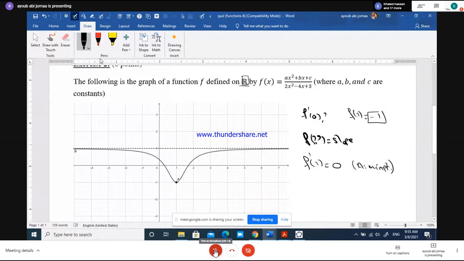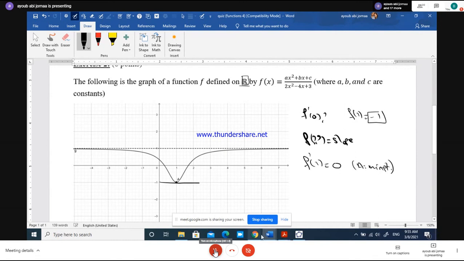The function is decreasing then increasing, meaning f prime is negative then positive, so at A it will be 0. Here is the tangent line. The tangent line is horizontal. The slope is 0. The slope is the derivative. So the derivative at this point is 0. F prime of 1 is equal to 0.